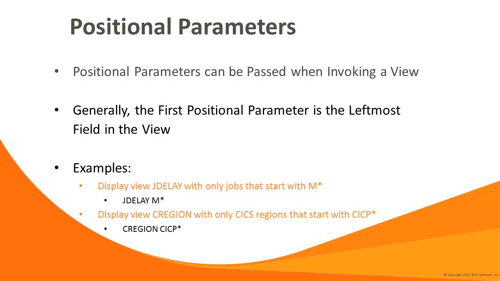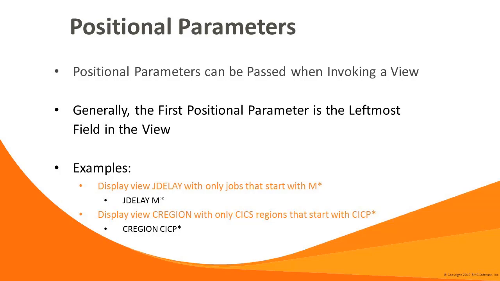To display the view JDELAY and only include those jobs that start with M, I would issue JDELAY M star. For CICS, I would issue CREGION CICP star to display only CICS regions starting with CICP. If you wish to skip a parameter, but include the second or later parameters, you can do so by using an asterisk as a placeholder for the skipped values.